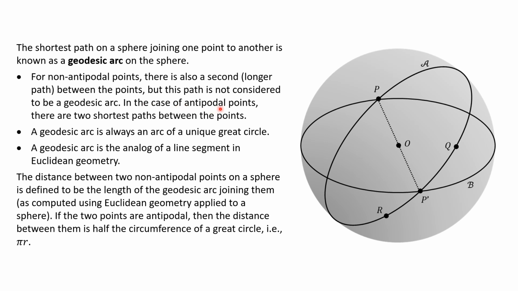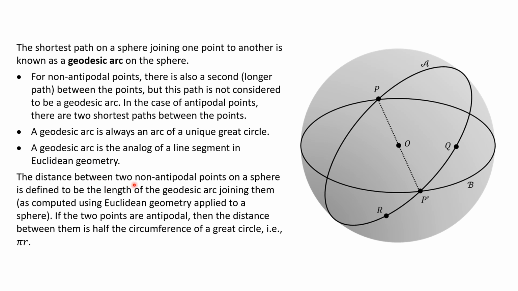In the case of antipodal points, there are two shortest paths. That's clear. So if you have P and P prime, you can either have an arc going that way or an arc going that way, and they're both the same length, and they're both known as geodesic arcs. A geodesic arc is always an arc of a unique great circle. A geodesic arc is the analog of a line segment in Euclidean geometry.